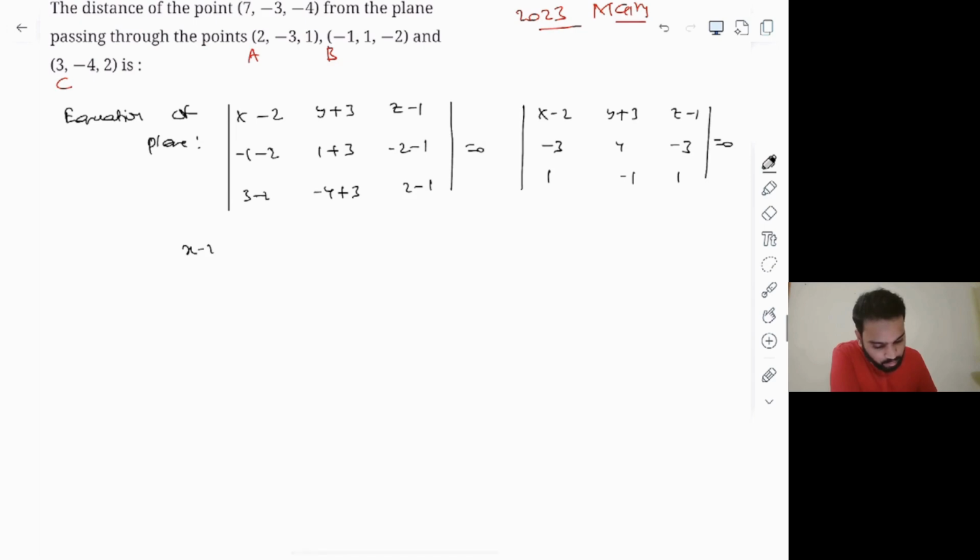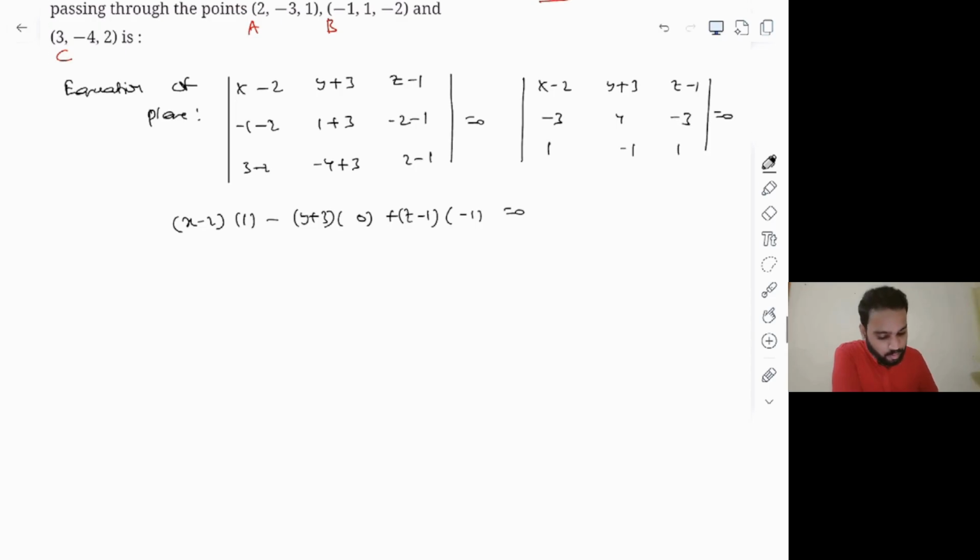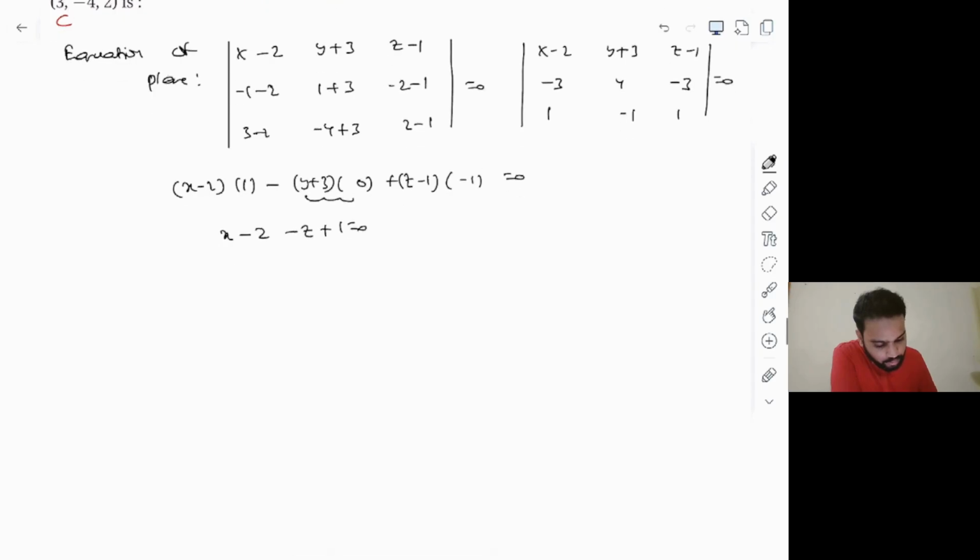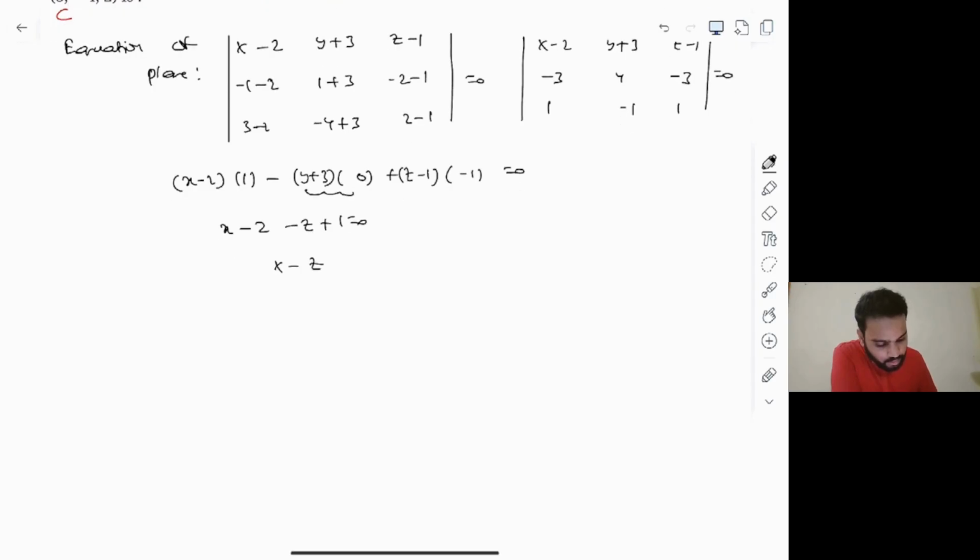Now we know how to expand the determinant, right, which will be x minus 2 multiplied by 4 minus of 3, which is 1, minus of y plus 3 multiplied by minus 3 plus 3, which will be 0, and then plus z minus 1 multiplied by 3 minus of 4, which is minus 1, is equal to 0. It is a simple expansion of the determinant. Now let's see the remaining part. X minus 2, this will be anyhow 0, and minus z plus 1 is equal to 0. So finally what we get is x minus z minus 1 is equals to 0. So this is your required equation of the plane.